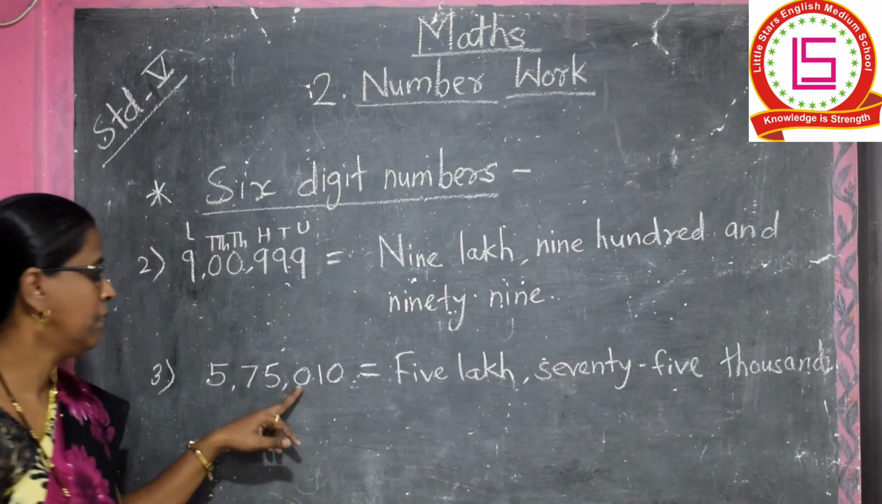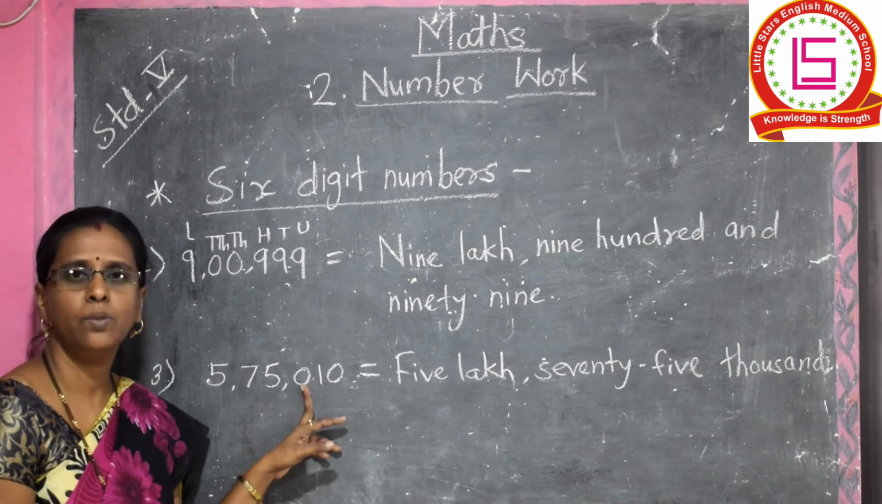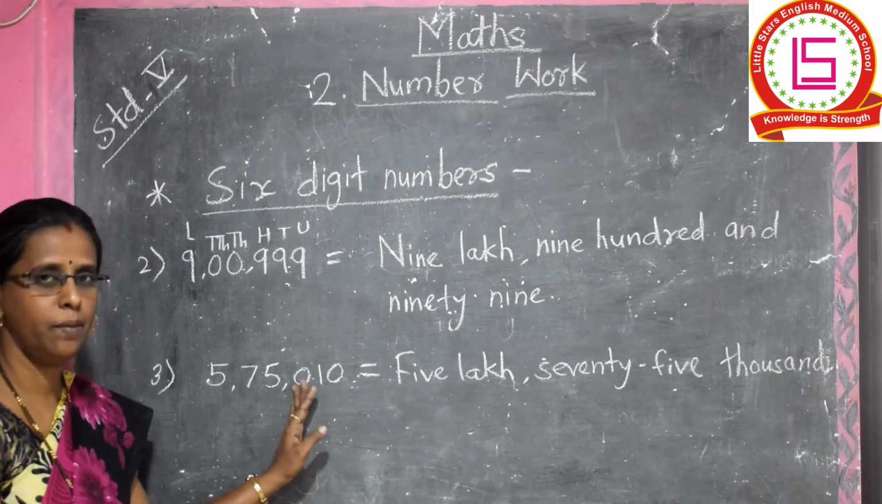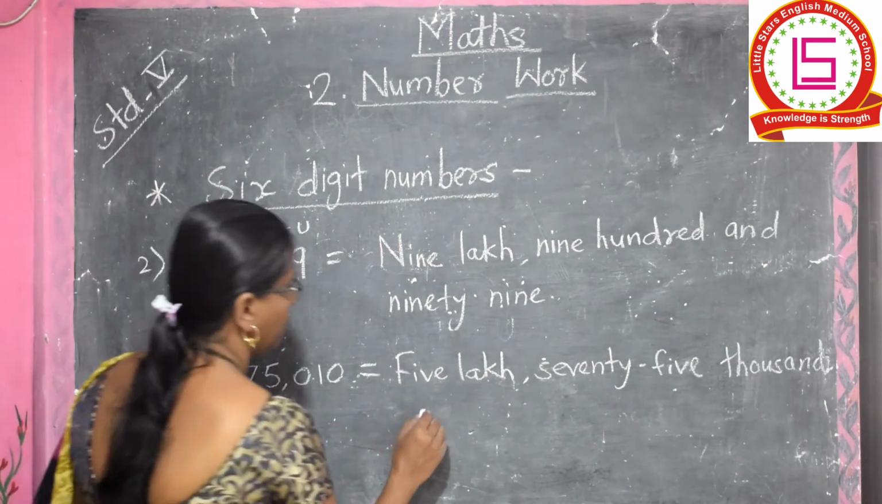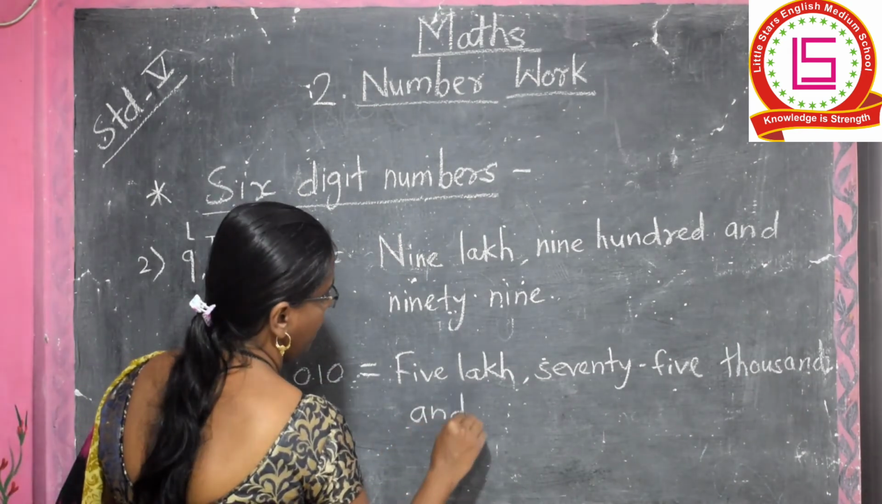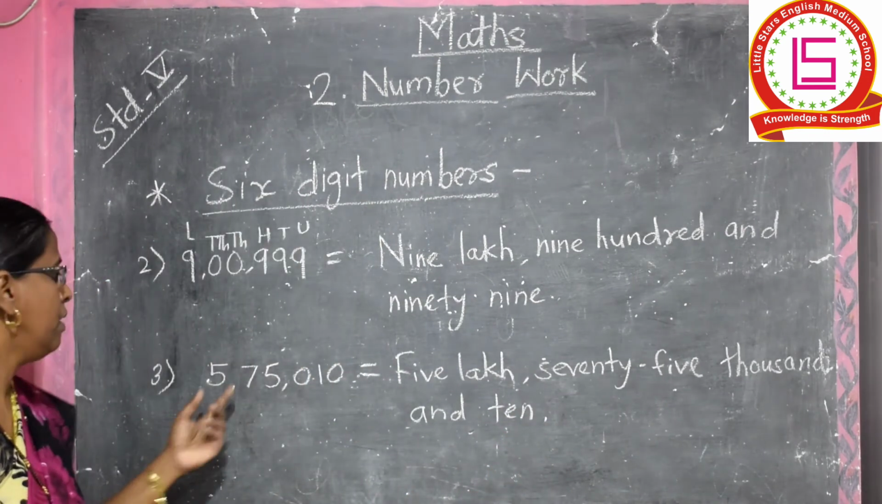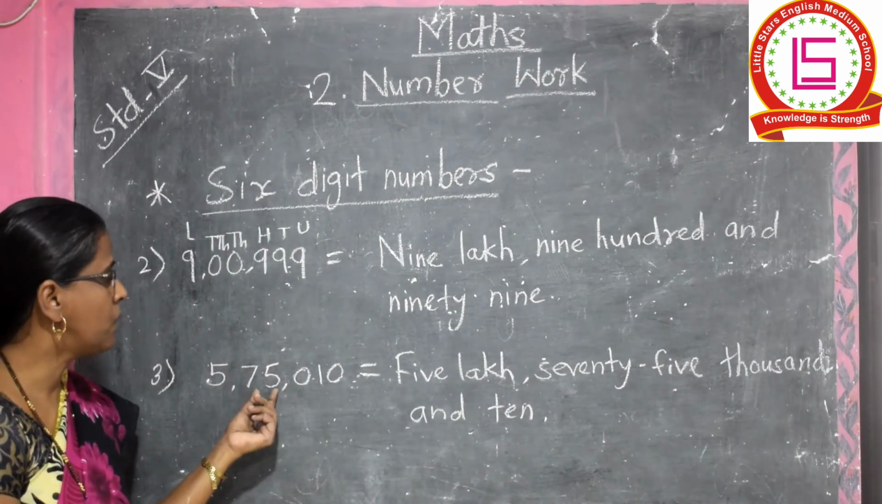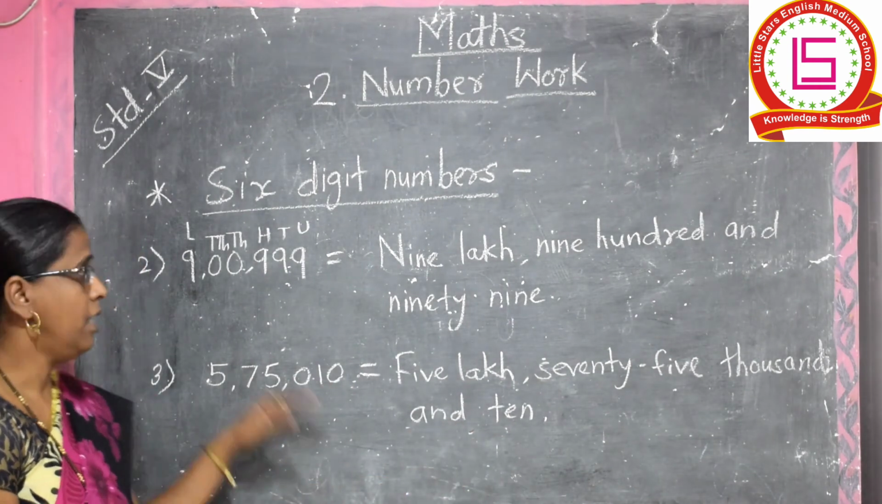After that, the 100 place. See here, 0 is at the 100 place, so we don't write anything for the 100 place. So after that, 10. 5,010. Okay, see here, 5,75,010.